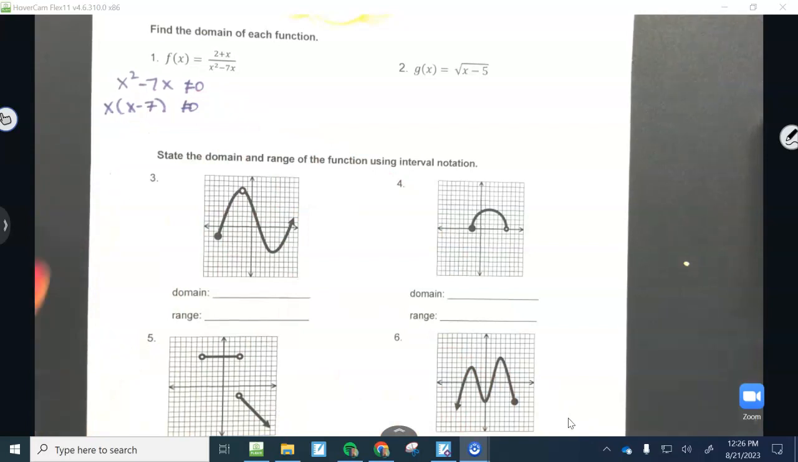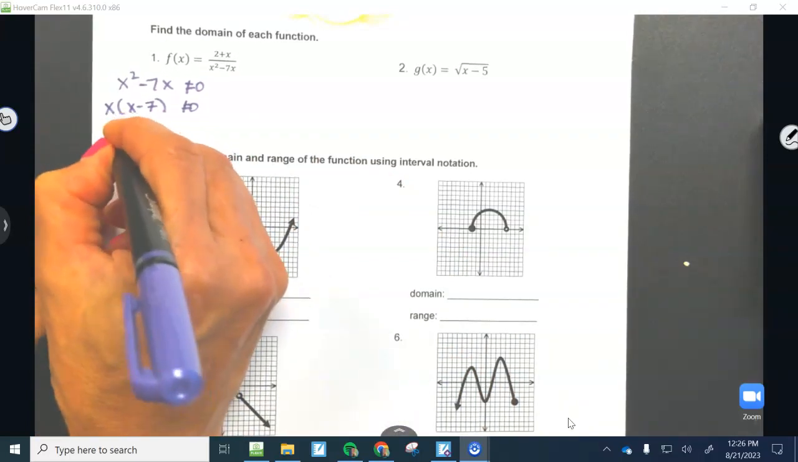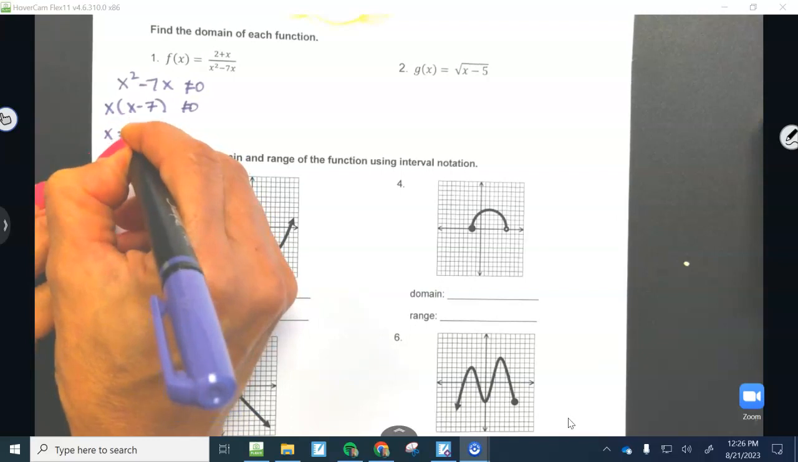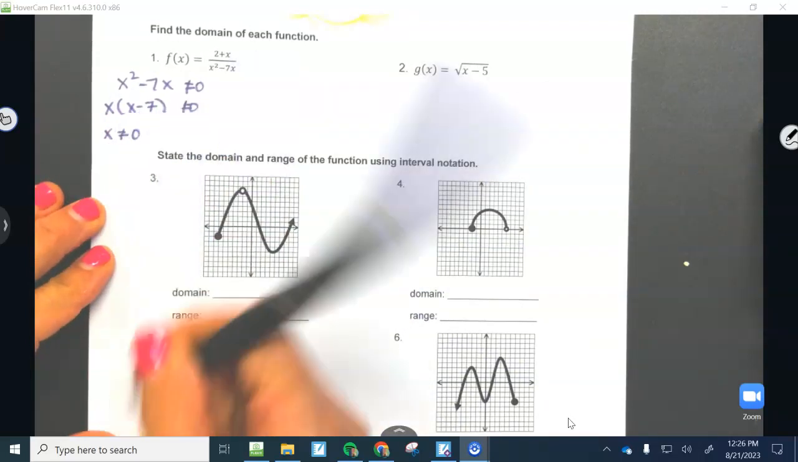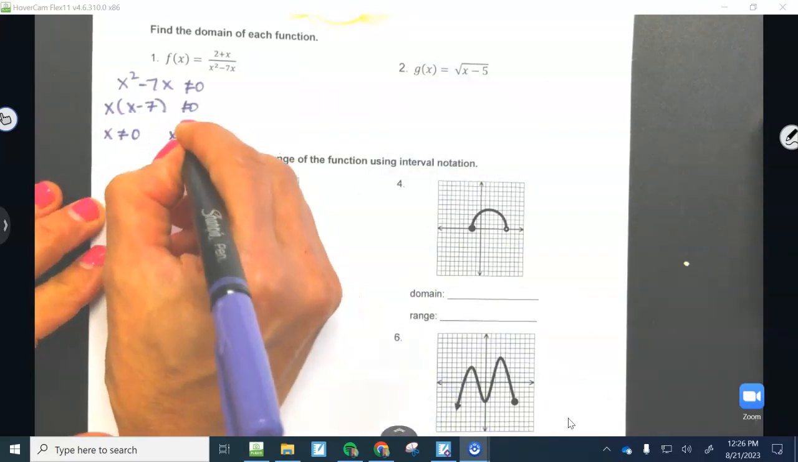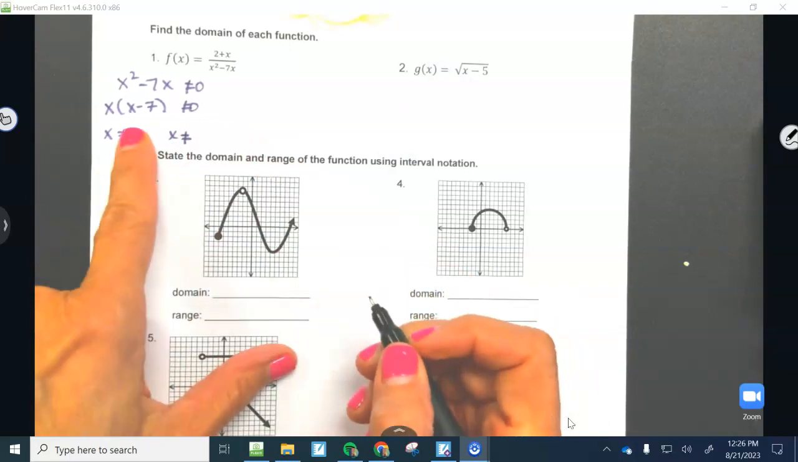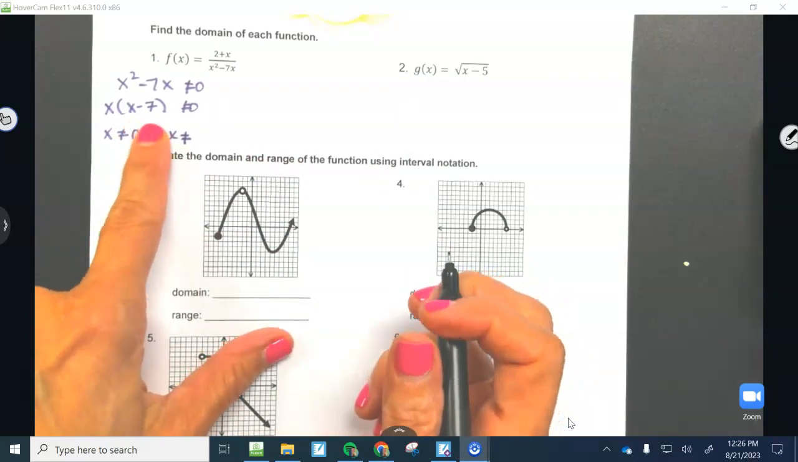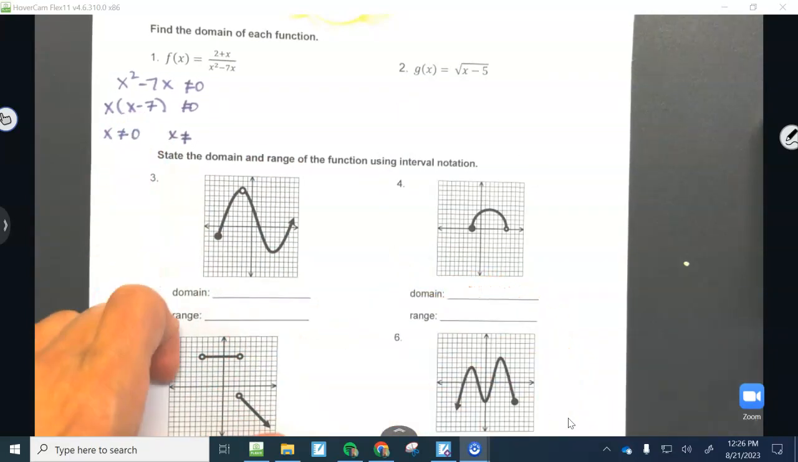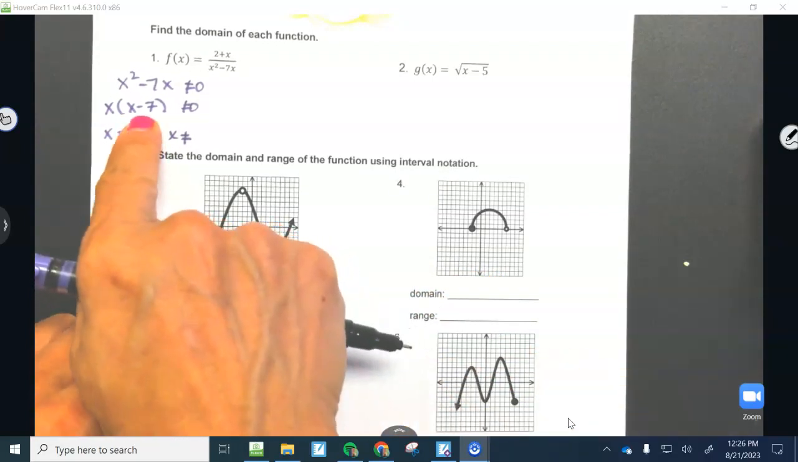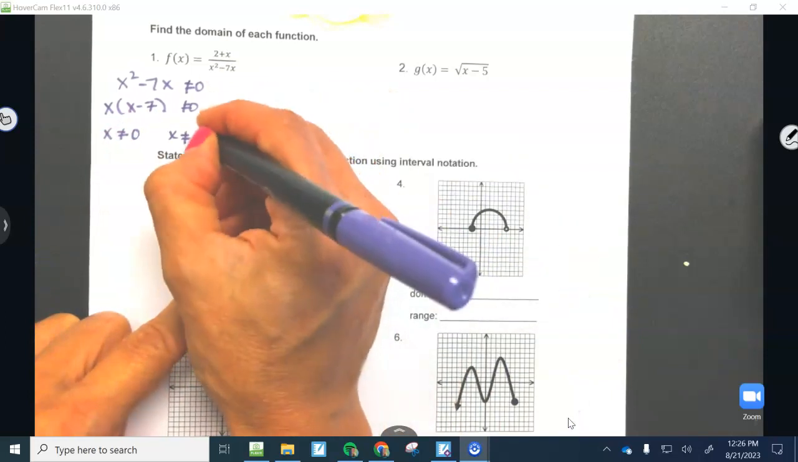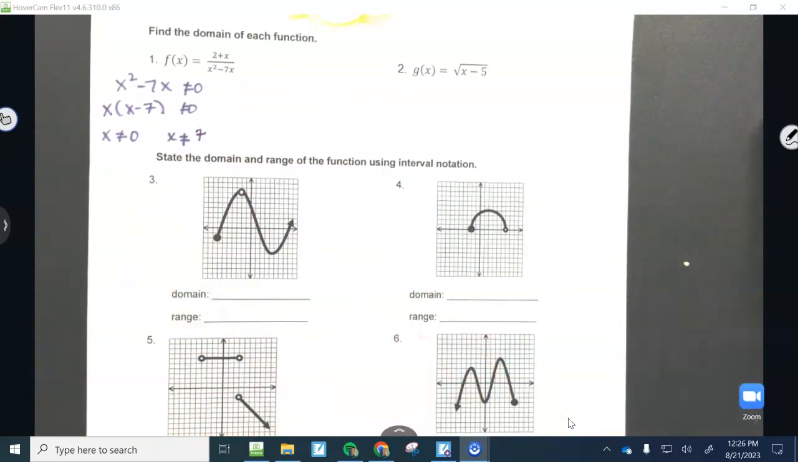All right, so we know x cannot equal 0. What about in these parentheses? What can x not equal? What would make that a 0 in there? Positive 7, great. Remember, your answers for these x values are always the opposite of what's in the parentheses. Good. Now, those are absolutely the answers. That is what x cannot equal.